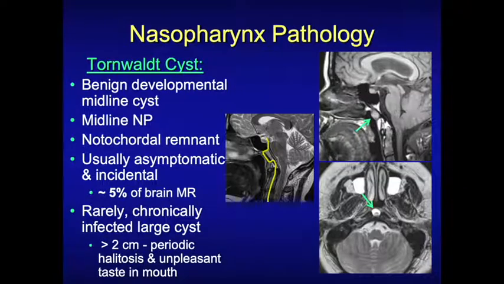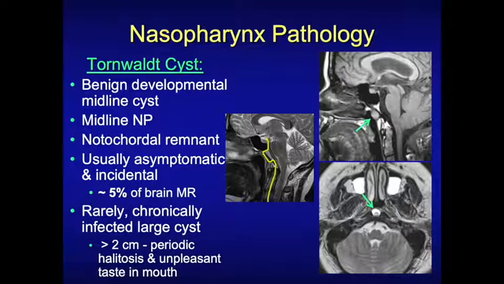So let's look at the Tornwaldt cysts. These are benign developmental midline cysts. They occur in the midline nasopharynx classically. They are a notochordal remnant, so I've drawn this yellow line showing you the course of the notochord. And this is important for these lesions, but as well a more important lesion that you may see, which is a chordoma, which also occurs along the notochordal remnant. Tornwaldt cysts are usually asymptomatic and incidental. They're reported in about 5% of normal brain MRIs.